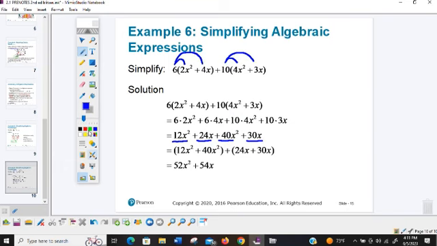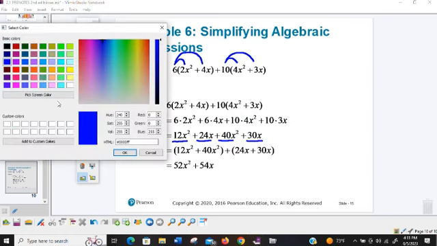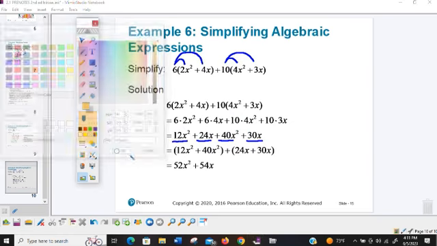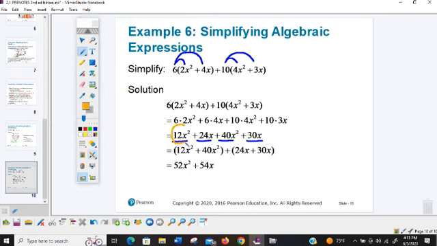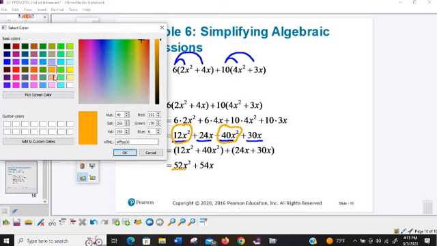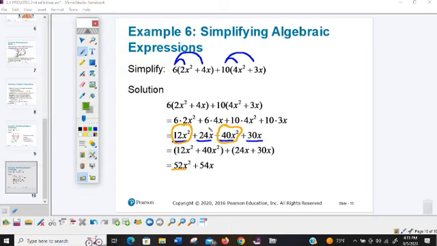So now I've cleared those and I am ready to add like terms. So let's see what we can combine here. I can put x squareds with x squareds. So 12 plus 40 is going to give me 52x squared. I can also, let's get a different color here, put the x's with x's. So a positive 24x and a positive 30x is going to give me a positive 54x. Now I am done. I cannot add the x squared with a plain x. So I just leave it that way.